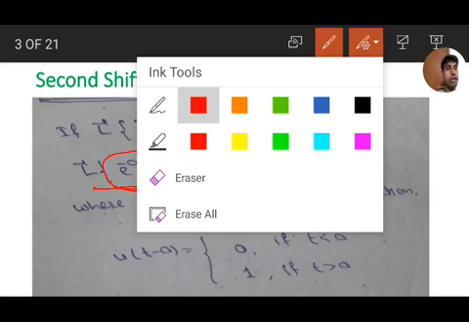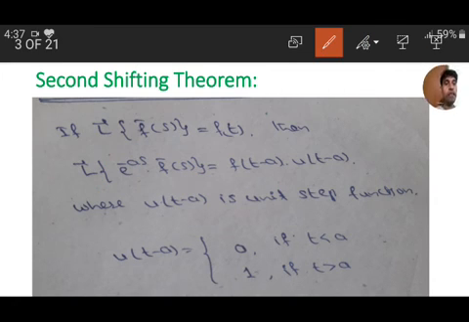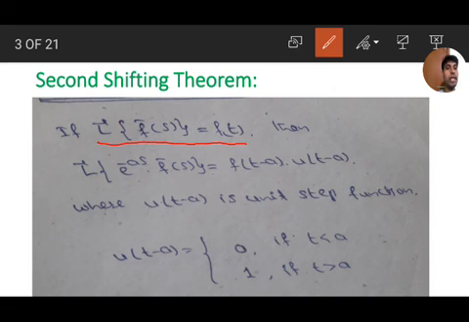Okay, I will repeat. If L inverse of f bar s equal to f of t, then L inverse of e to the power of minus as into f bar s equal to f of t minus a into u of t minus a, where u of t minus a is the unit step function, and we know that the unit step function u of t minus a equals 0 if t is less than a, 1 if t is greater than a.